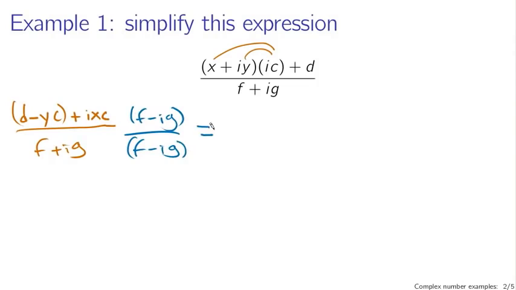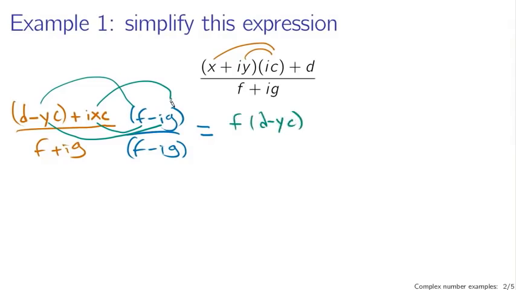Now, expanding this out is a little bit messier, but fundamentally you've seen this sort of thing before. You have real part and imaginary part in the numerator. And then you're going to have imaginary part, and real part, imaginary part. And what you're going to end up with from this first term, you get f times d minus yc. From the second term, you have minus ig times ixc, which is going to give you xcg. We have a minus I times an I, which is going to give us a plus.